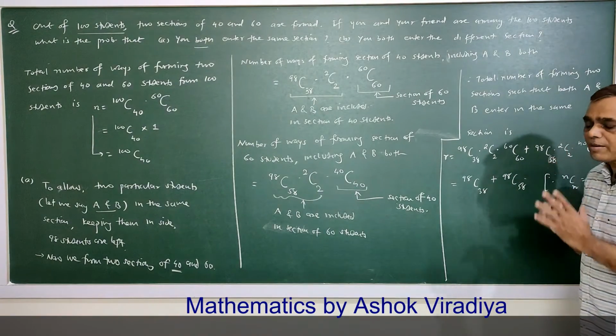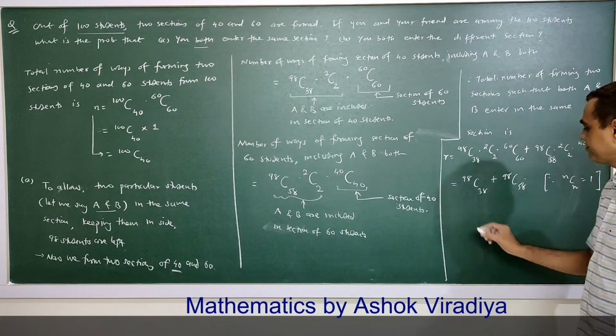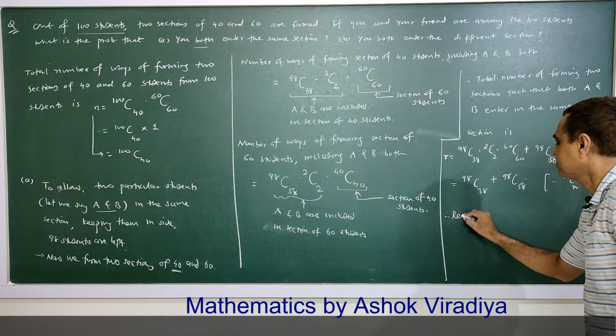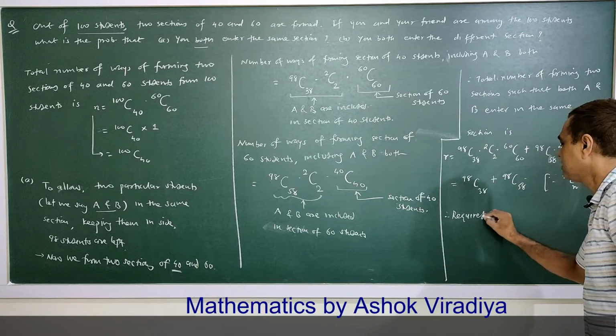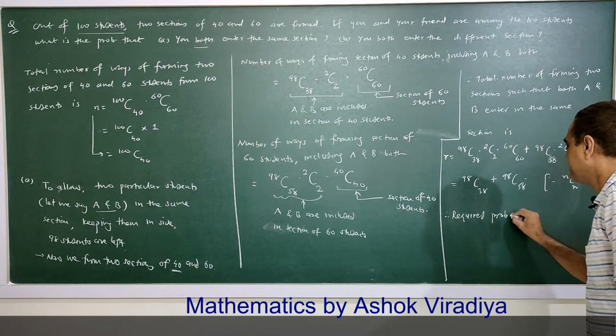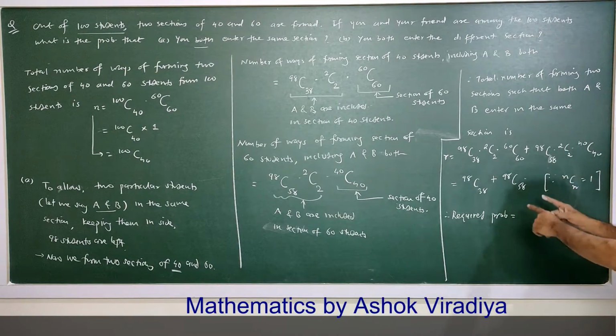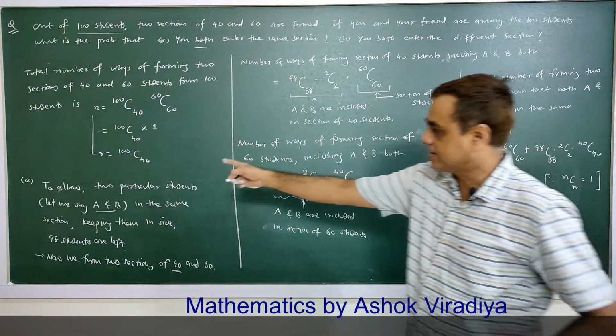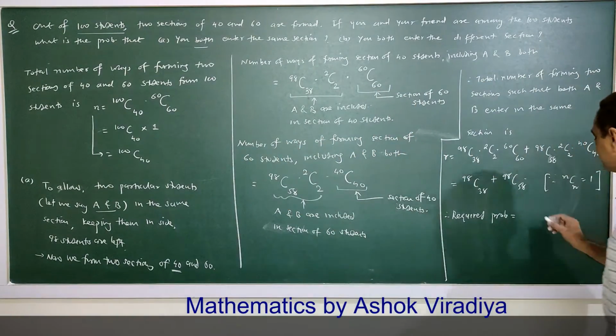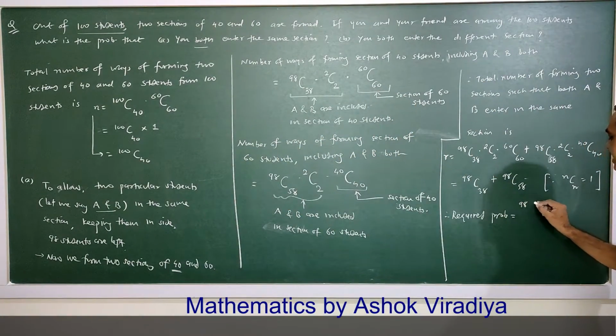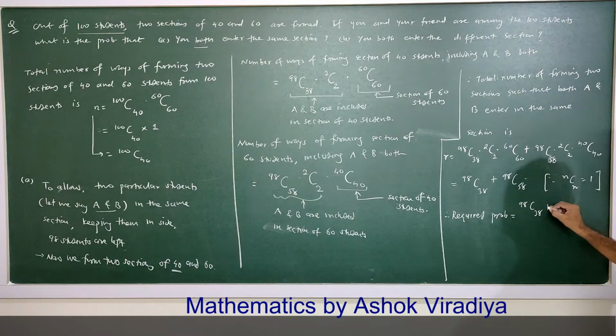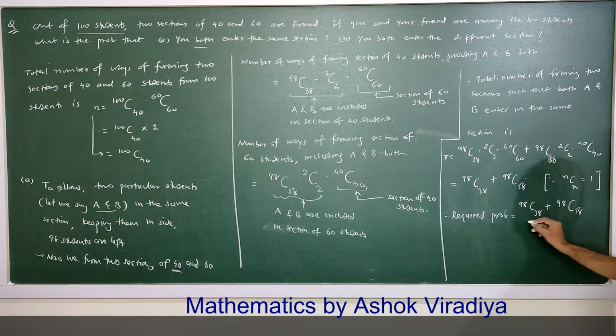So required probability is, therefore, required probability is equal to R upon N. So that is 98C38 plus 98C58 upon 100C40.